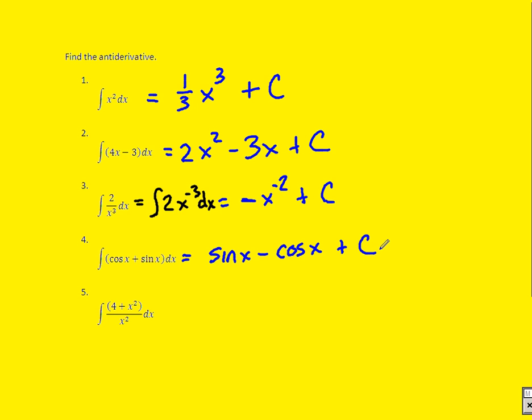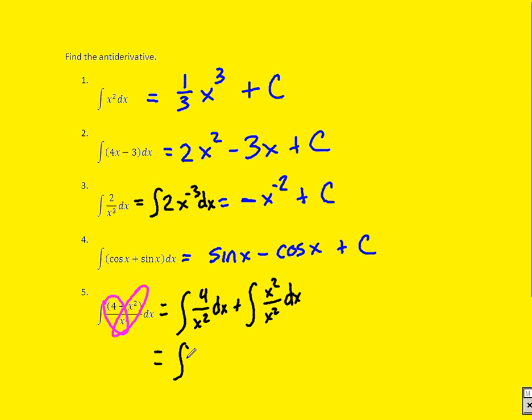And this last one, I'm first going to break it up into 2 different fractions. So I'll take this fraction and this fraction and make them into 2 separate ones. That'll be the integral of 4 over x squared dx, and also the integral of x squared over x squared dx. Well, that's the same thing as the integral of 4x to the negative second power. And x squared over x squared is just 1 dx. And now I can go and evaluate these.